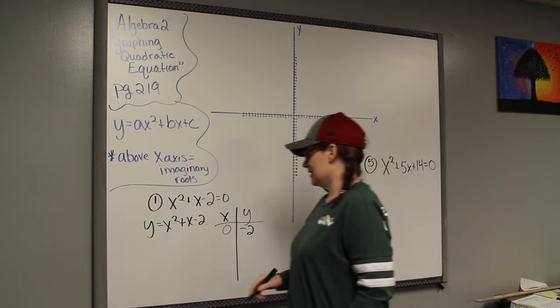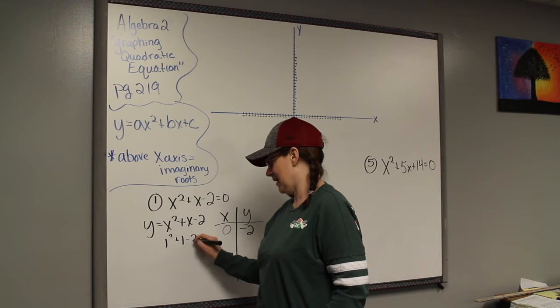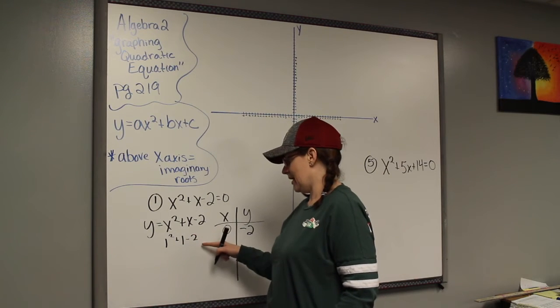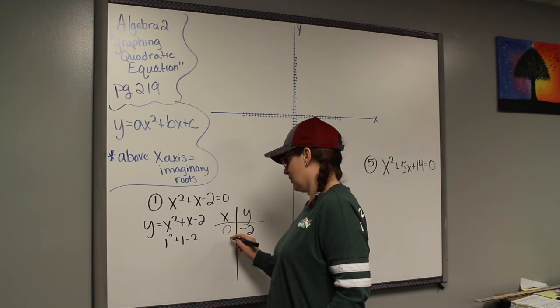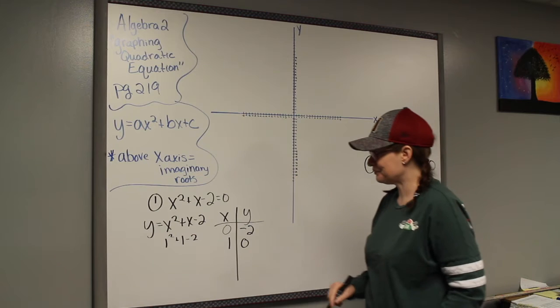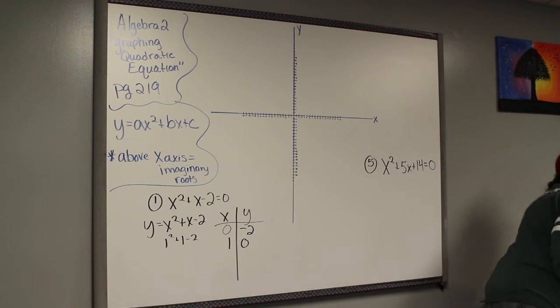If I said x is 1, then I would get 1 squared plus 1 minus 2. 1 squared is 1, plus 1 is 2. 2 minus 2 is 0. So I had picked 1, and this is 0. All right? Let me pick a negative value in there.